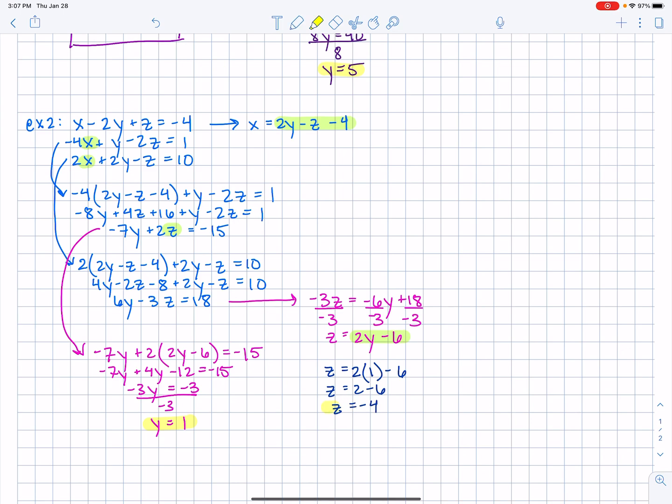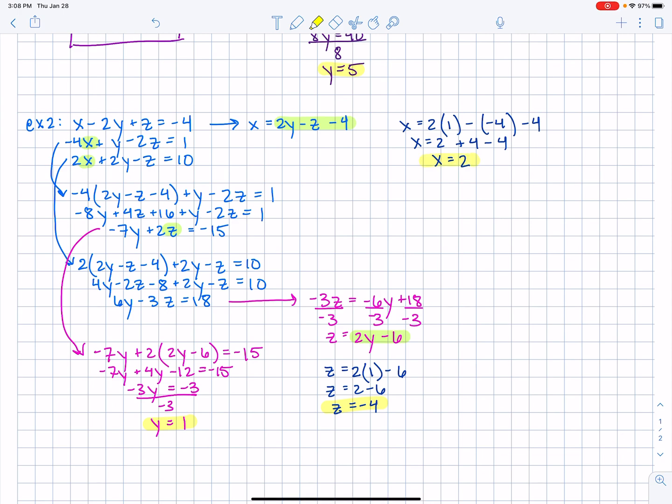There's our second value. And the very last one that we're going to do, I like to use the equations that are isolated. So I'm going to go all the way back up to the top. And we have x is equal to 2. We know what y is. That's 1. Minus z is negative 4. Minus negative 4 again. x is equal to 2 plus 4 minus 4. x is equal to 2. Voila, our very last value.